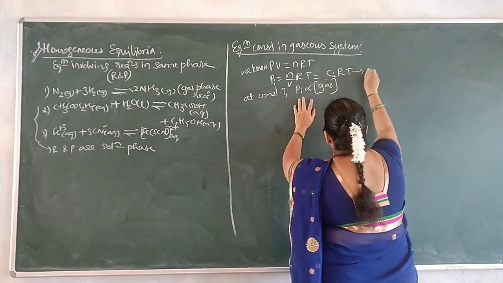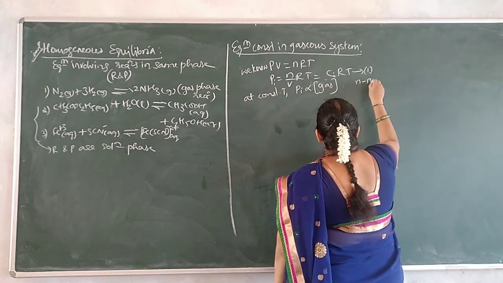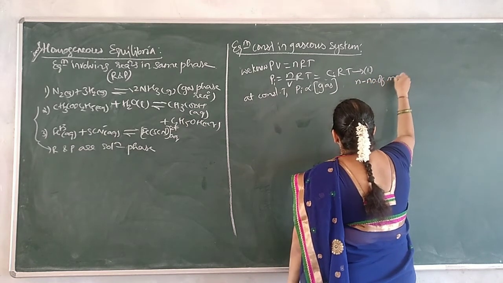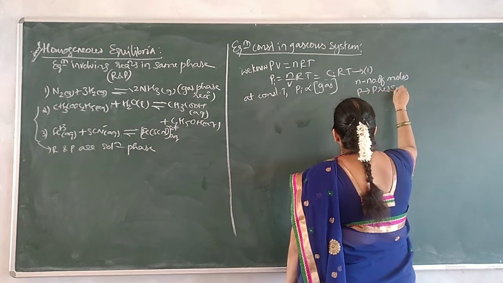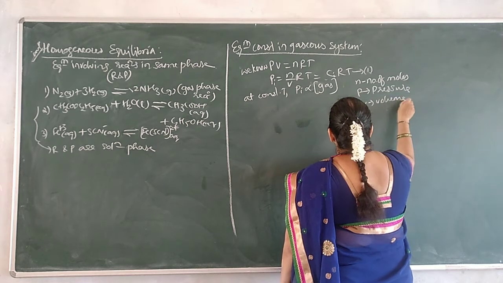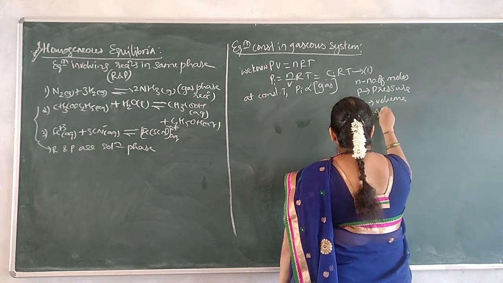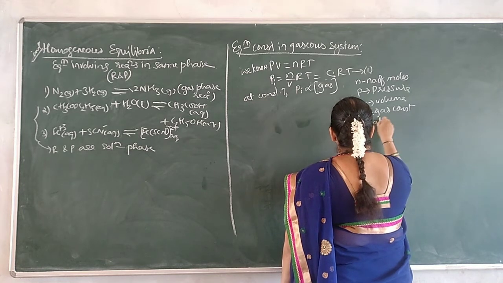Let it be equation 1. Here n is the number of moles of the ith component, P is the pressure of the ith component, V is the volume in liters, R is the gas constant, and T is the absolute temperature.